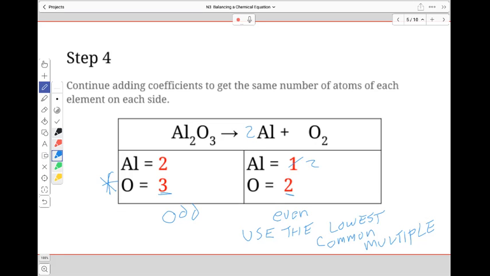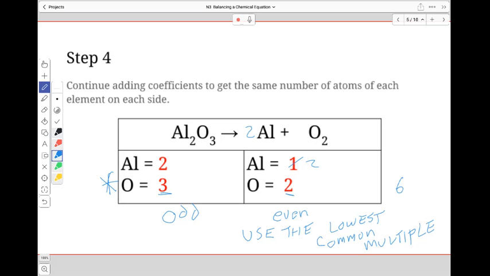Well, we've already decided that 1 won't work, but that's good. So what would be another common multiple? It would be 6, right? So in this case, the lowest common multiple between 3 and 2 is 6. So I'm going to use a coefficient in both cases in an effort to get both sides to have 6.